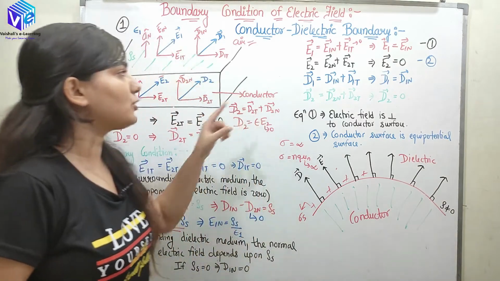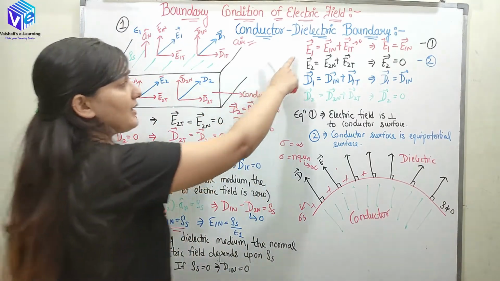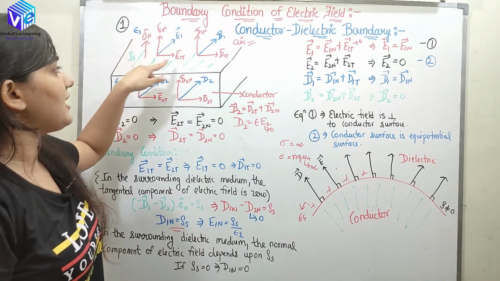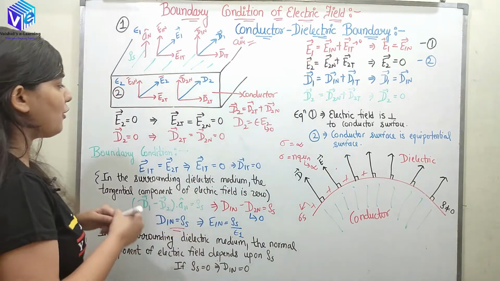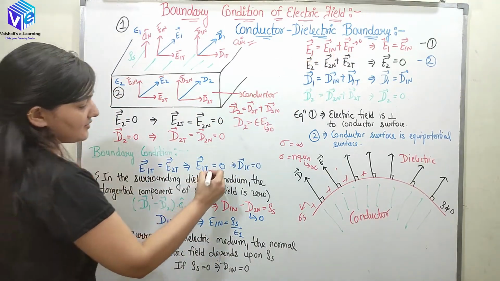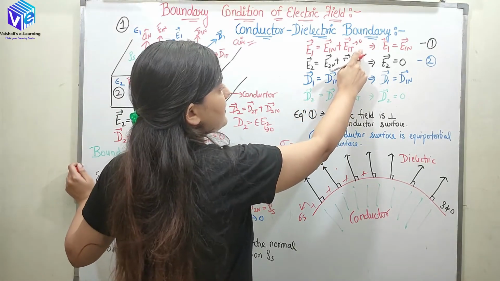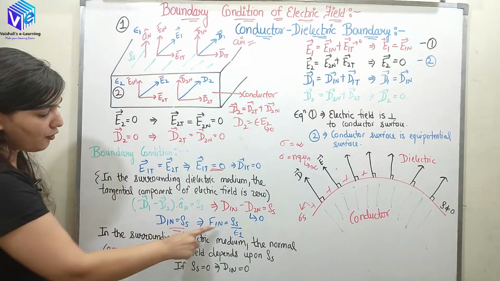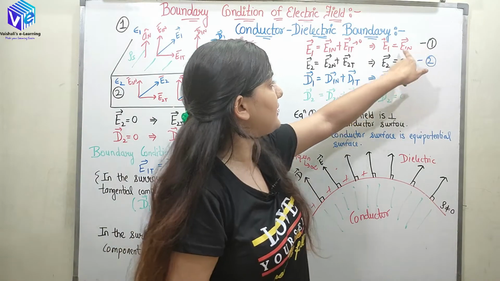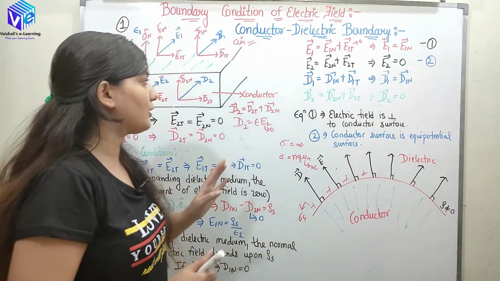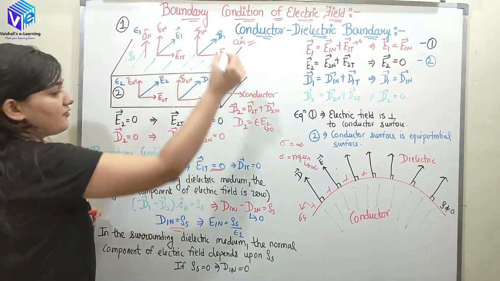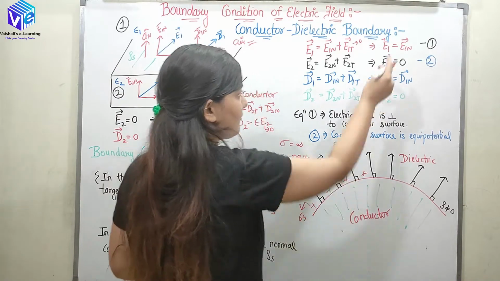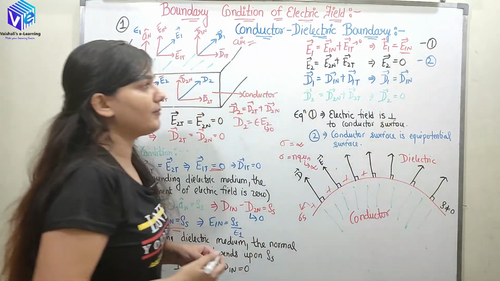So now if I talk about E1, E2, D1 and D2, how can I represent E1? E1 is the summation of E1n and E1t. I had already concluded that E1t is 0, so I can directly put E1t equal to 0. So E1 will be equal to E1n. E1n was not equal to 0, so I can conclude that E1 is equal to E1n. Outside the conductor we will be having some normal electric field, and this is how we can measure the normal electric field.